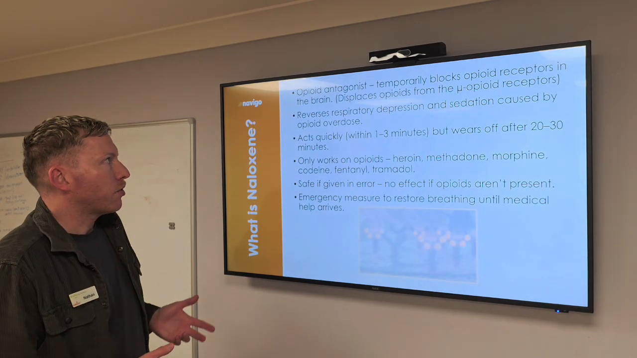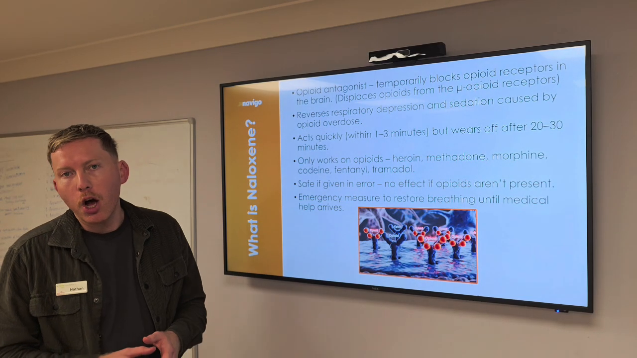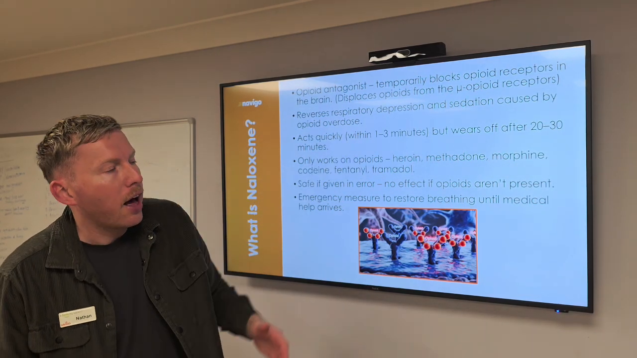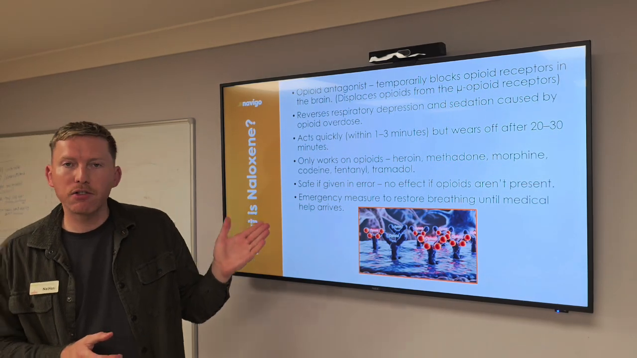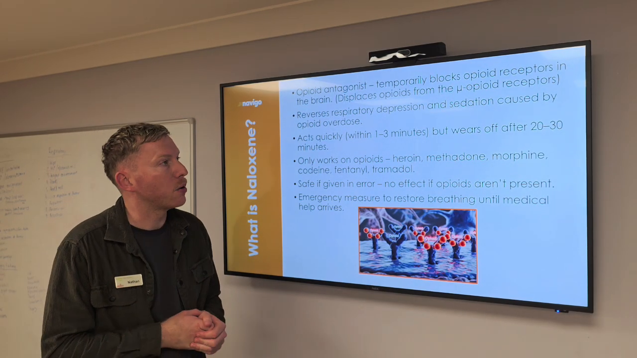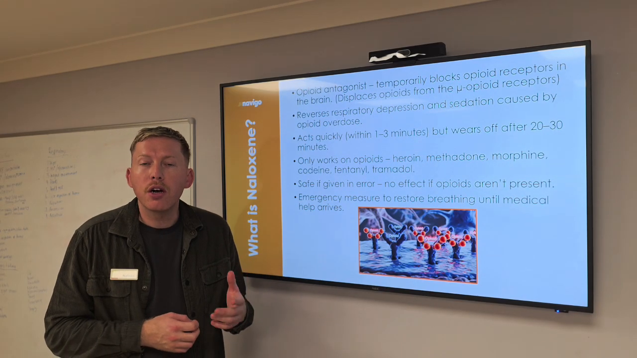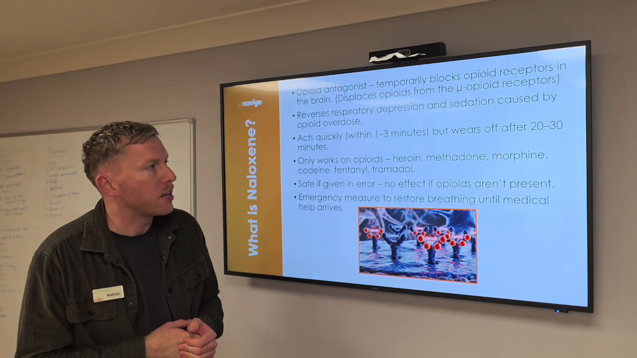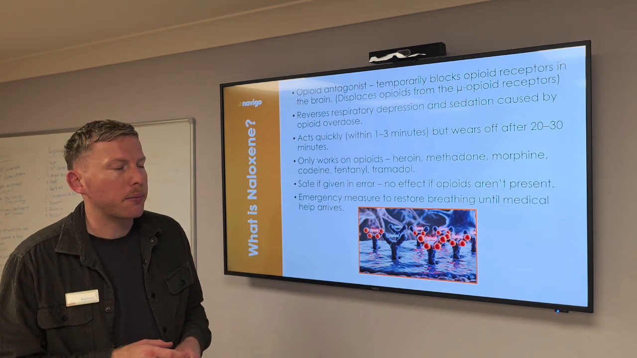So what is naloxone? Naloxone is an opioid antagonist which temporarily blocks opioid receptors, and it's designed to reverse that respiratory depression. Quite textbook when you're looking at an opioid overdose. It acts quickly, depending on the administration route, between 1 and 3 minutes, but it does wear off after 20 to 30 minutes, so it does require re-administration.